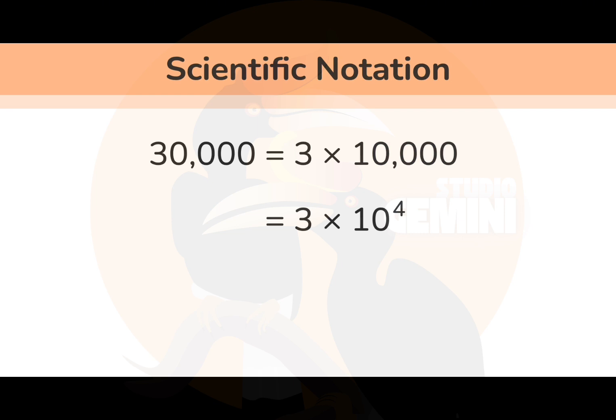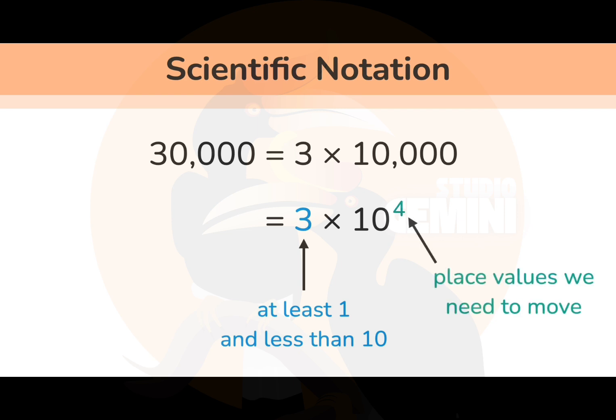This is scientific notation. The first number must be at least 1 and less than 10. And we multiply that number by a power of 10. The exponent tells us how many place values we need to move to get back to our original number. Let's try converting more numbers between standard and scientific notation.